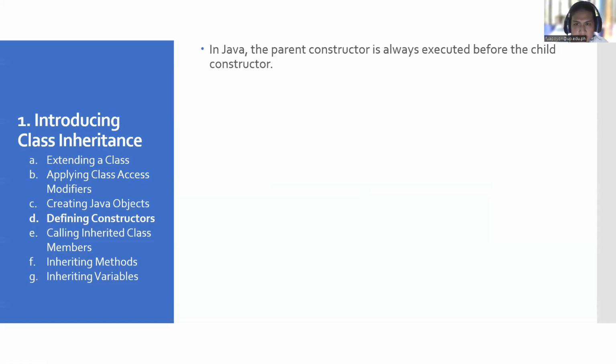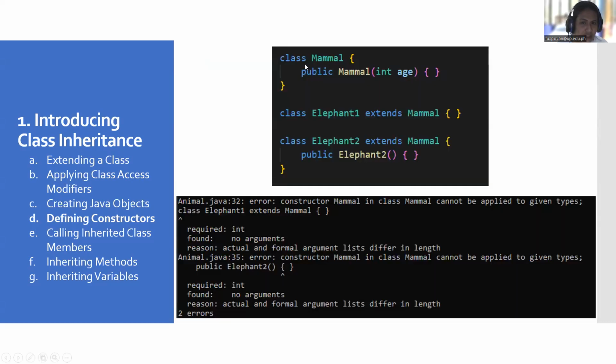Next, in Java, the parent constructor is always executed before the child constructor. So this is why when we try to construct elephant1 with no arguments, it throws an error, because it should call the parent constructor first.